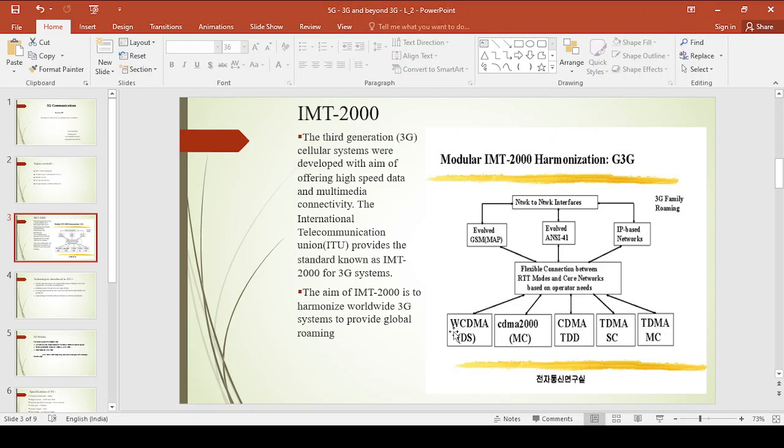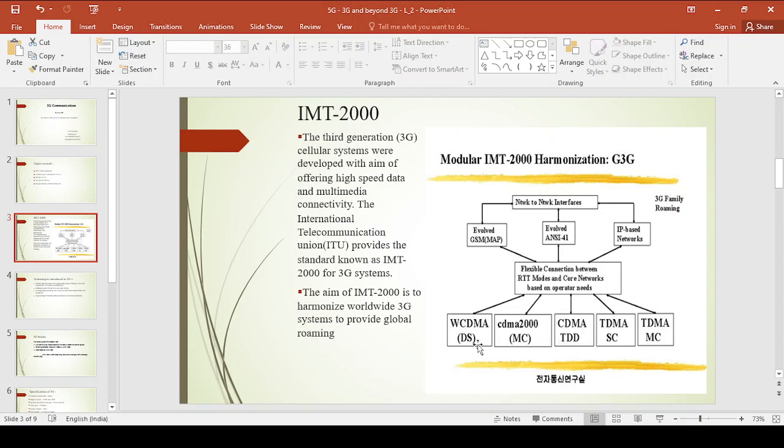Now, these were the technologies for which proposals were made by different countries, right? WCDMA was the proposal made by Japan. China made one proposal, Europe made one proposal, and Korea also made one proposal. What the International Telecommunication Union will do is collect all the proposals from the different countries for the next generation system, and they will harmonize them.